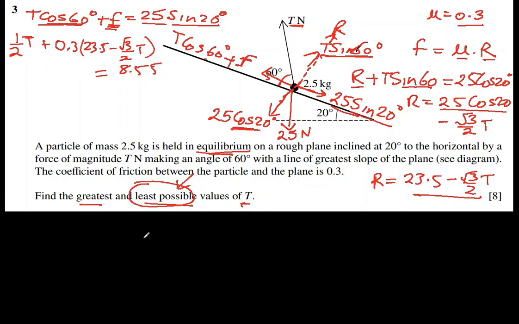So now it looks complicated here. Let me clearly do this in the lower part of this screen. So this is 0.5T plus 0.3 times 23.5, which will be 7.05, minus 0.3 times, let's write it like it is.